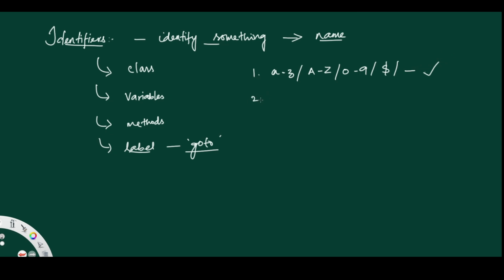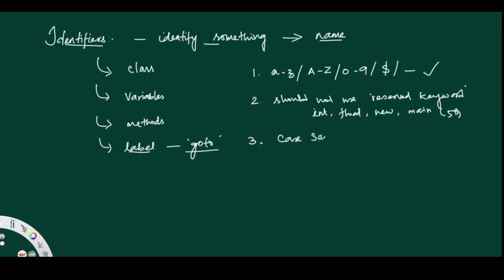The second one, obviously you should not use a reserved keyword as an identifier. That means you cannot use int, float. We have 50 plus keywords, right? Those cannot be used as an identifier. Then these identifiers are case sensitive, and the identifiers should use the Camel Case naming convention. I think that's all with the rules and regulations part.